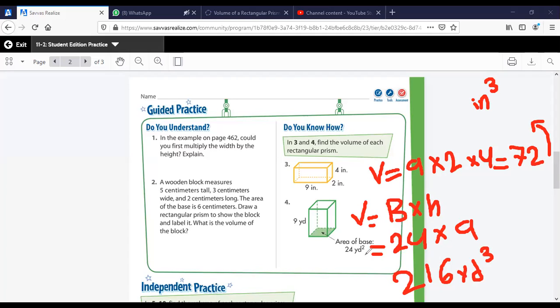Now look, the area of the base, we put what? We put yard squared. You see that here? So the area, now the length is just yard. The length of anything is just yard. Now the area will be yard squared. Now the volume will be yard cubed. You see that?